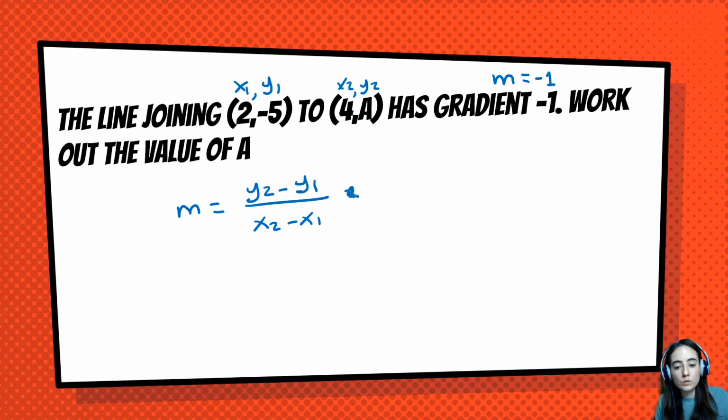I'm actually going to do this one vertically, okay? So y2 is, I'm going to write this in lowercase, a, minus y1, so a minus negative 5, and then we have 4 minus 2.